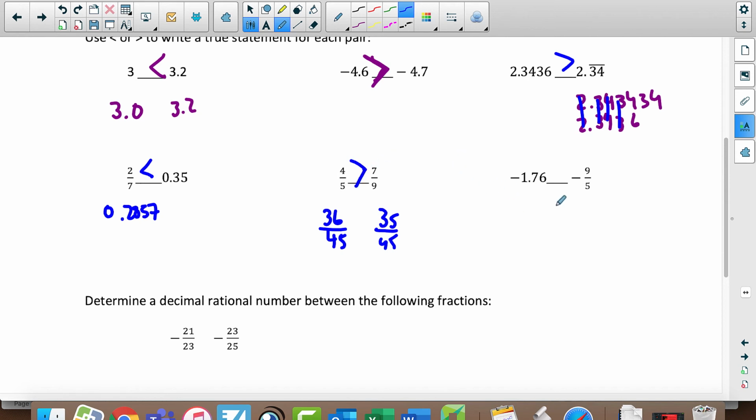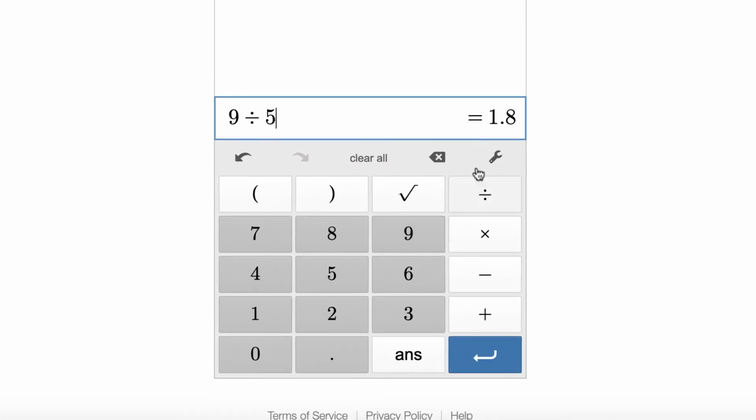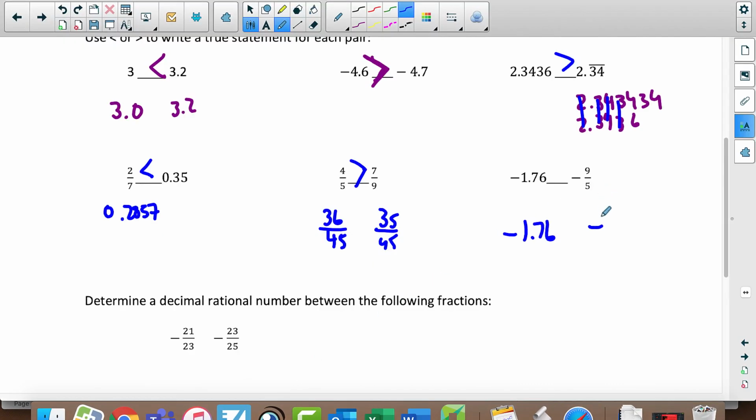And the last one, I'd probably do dividing again. So this is negative 1.76 and this is negative 9 over 5. Back to the calculator, 9 divided by 5. 9 divided by 5, 1.8. So we have negative 1.8. If you want, you can add as many zeros as you want after, right? So I'll put another one. So this is negative 1.76 and this is negative 1.80.